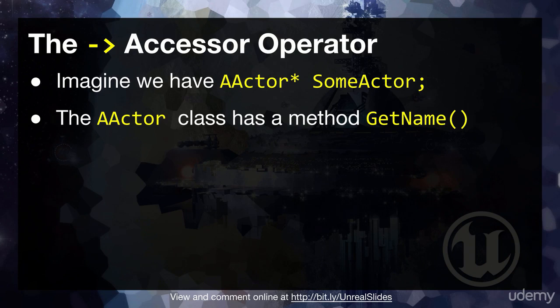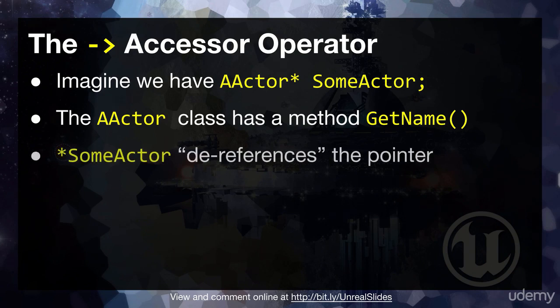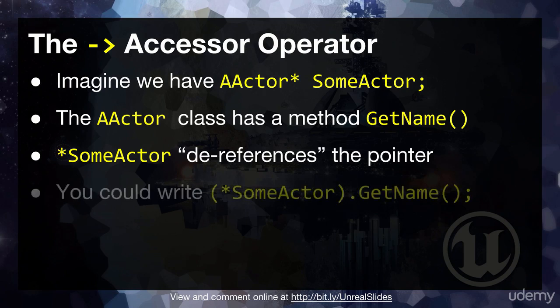So the actor class has a method called getName. So that syntax there, star SUMActor, when you put the star on the left of SUMActor on its own, dereferences the pointer. That means it goes to the memory address pointed to by SUMActor. And then, as a whole, star SUMActor acts as if it was just the actor. So it dereferences it. It follows the pointer.